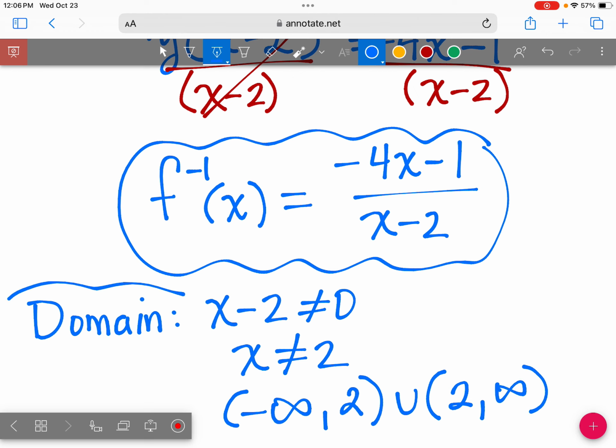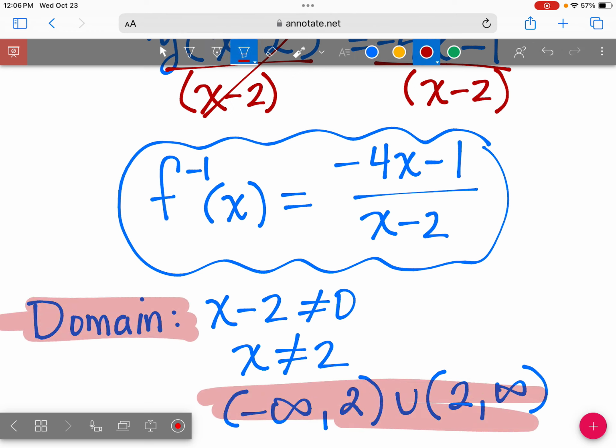Because again, I'm not sure. On the test, we may ask you for that. That's a fair question that will never go away, honestly.